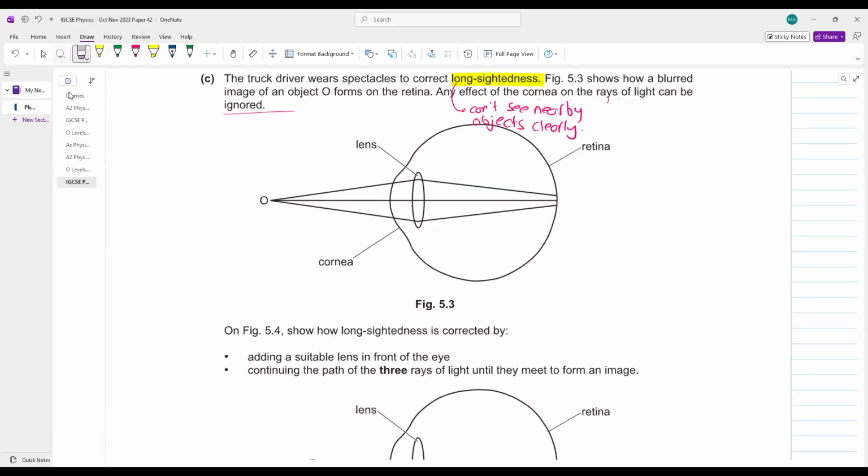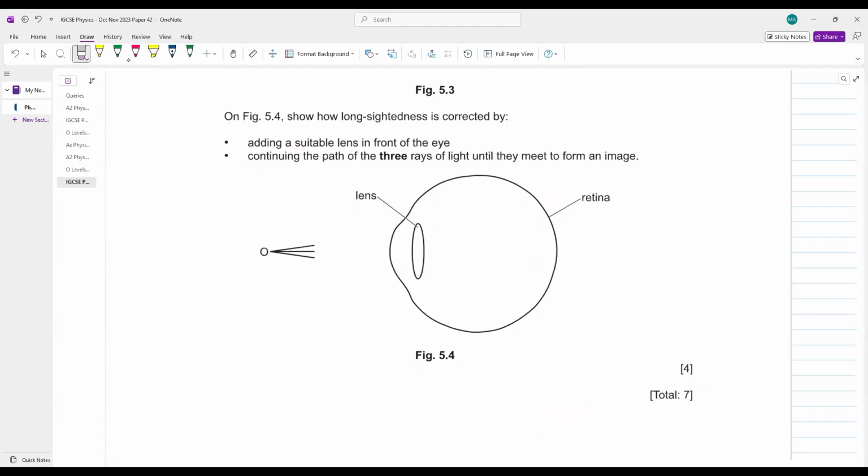Yep, perfect. Figure 5.4 shows how long sightedness is corrected by adding a suitable lens in front of the eye. Always remember, to correct long sightedness, we add a converging lens in front of the eye. You will also label it so that if your drawing is bad, just like me, the examiner knows what you have drawn.